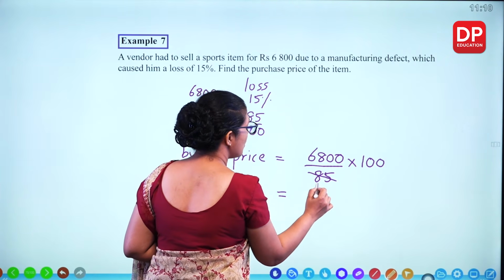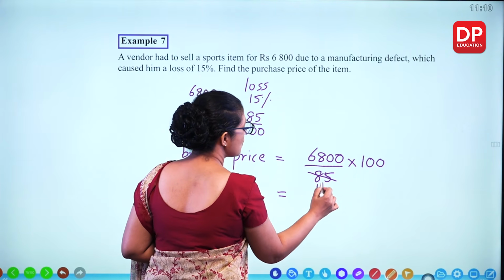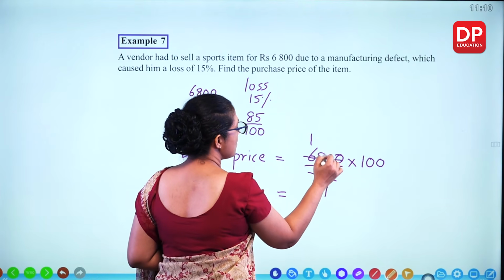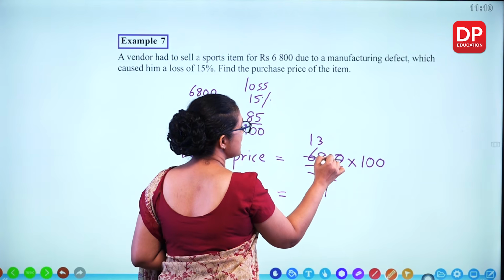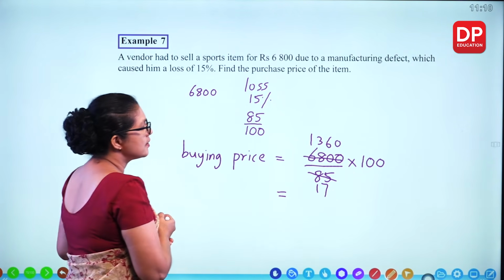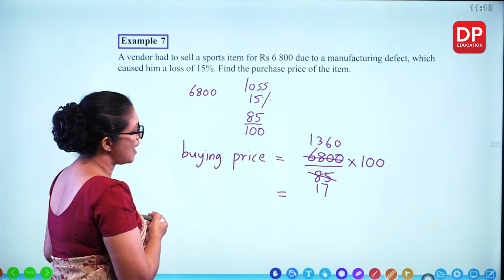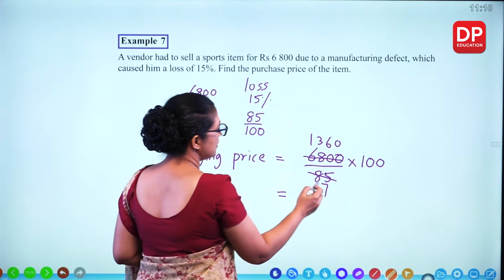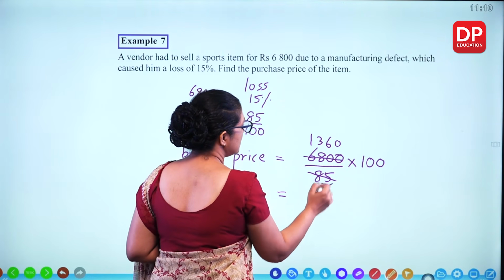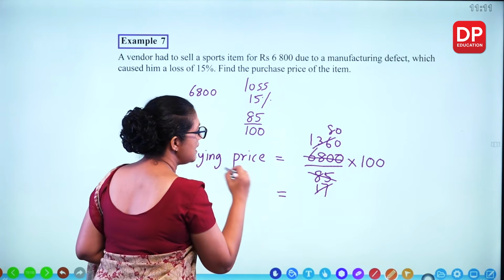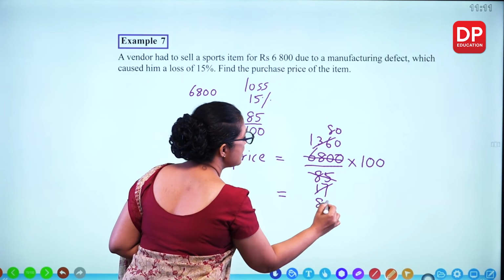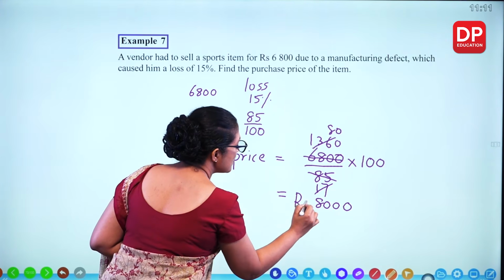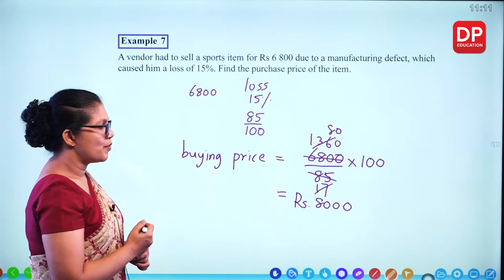5 times 1, 5, so that's 17. 5 times 1, 5. For 18, 5 times 3, 15. For 36. So what's the value here? 17 times 8. So this is 80 into 100. 8,000 rupees. So what's the purchase price? That's 8,000 rupees.